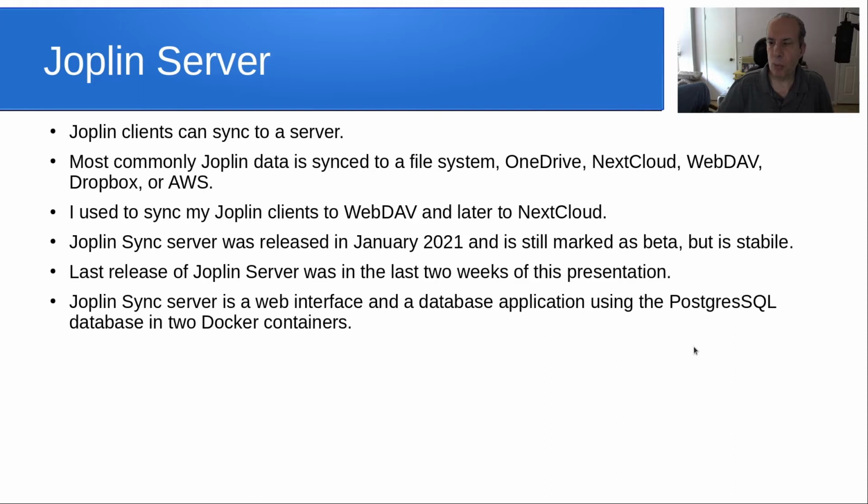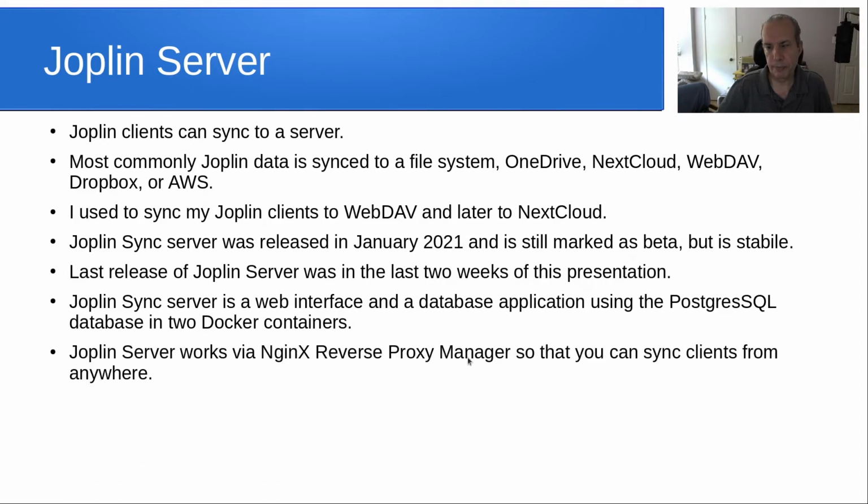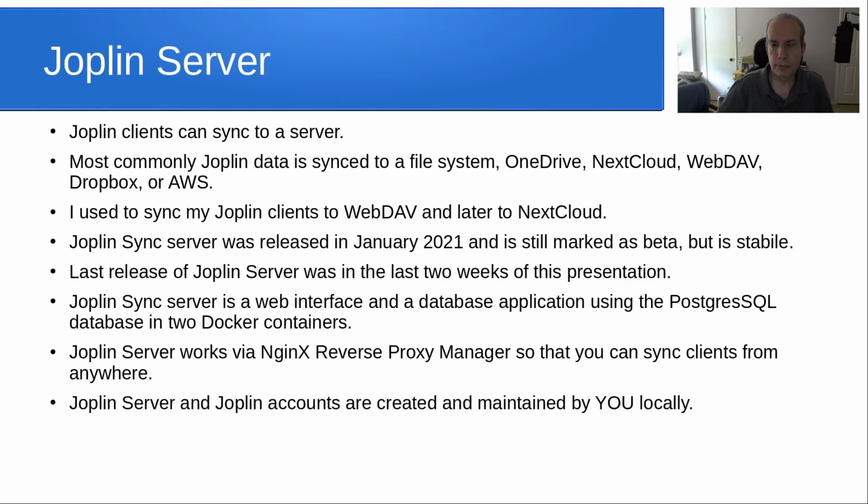Joplin Sync Server is a web interface and a database application using a PostgreSQL database in 2 Docker containers. And Joplin Server works via Nginx Proxy Manager, so you can sync clients from anywhere. So as an example, I have maybe a desktop client, a client on my laptop, a client on my phone, and other computers. And that way, whenever I make changes to my notes, they sync to all the clients because they sync to the server. And Joplin Server and Joplin accounts are created and maintained by you locally.